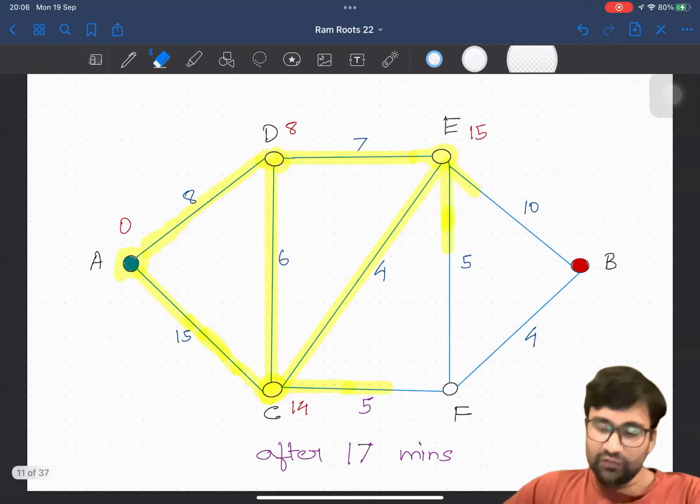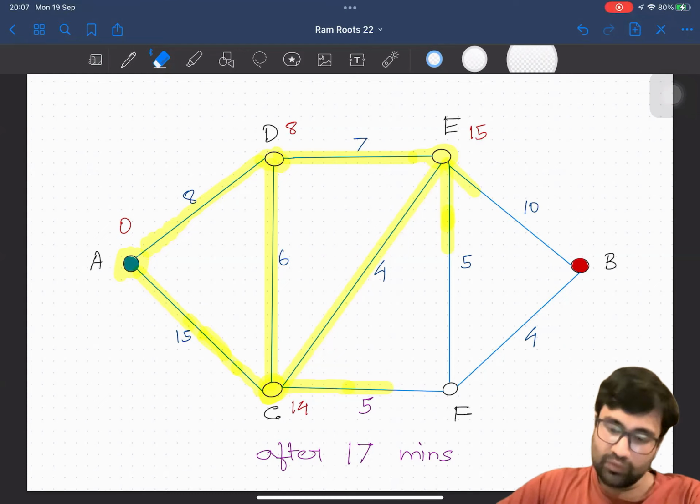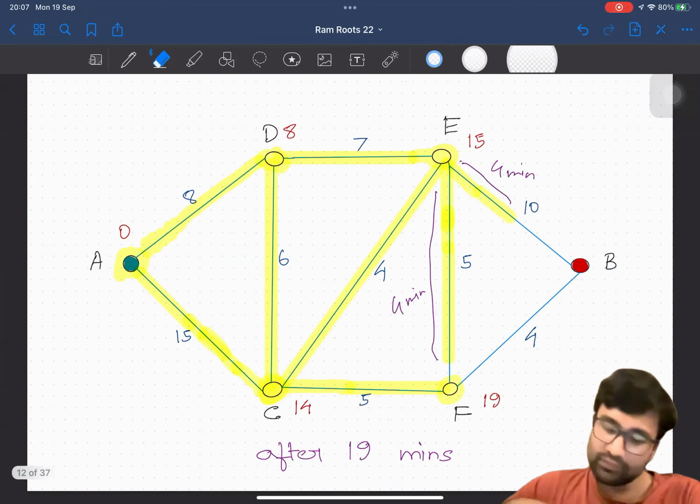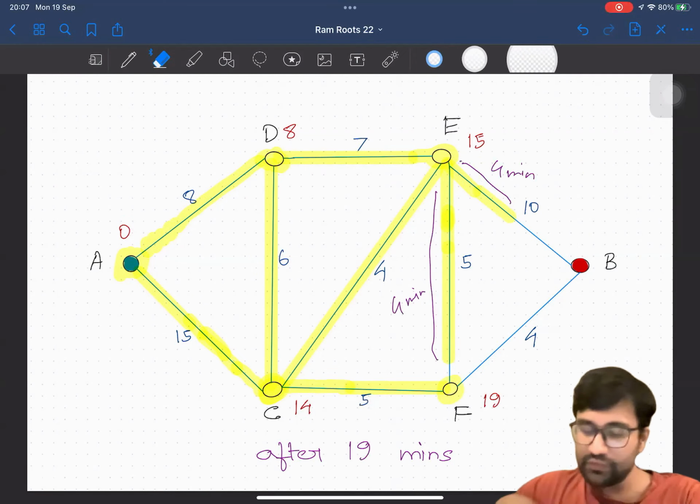Then another 2 minutes pass, and the fire has now completely covered the path between C and E, right? Because the fire was spreading in both directions, from C towards E and from E towards C, right? And it has also covered some of the path from C to F. After 2 more minutes, at 19 minutes, the fire reaches F from C.